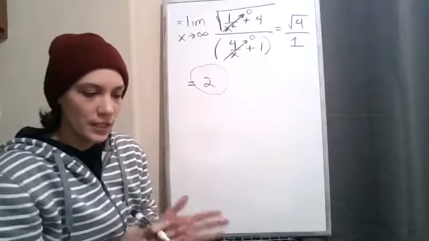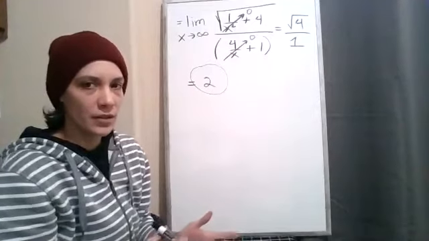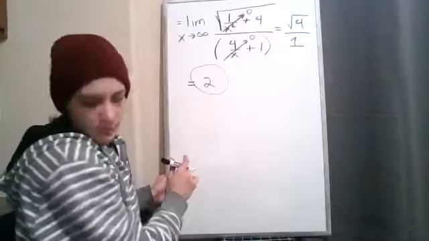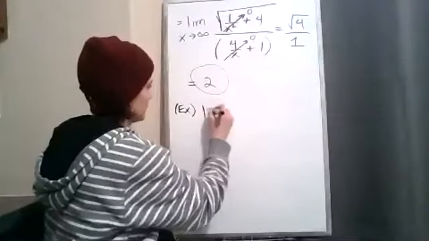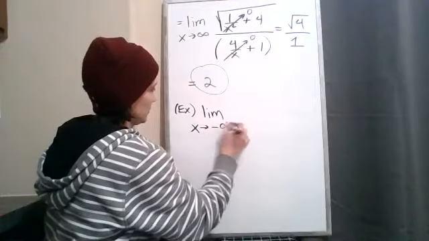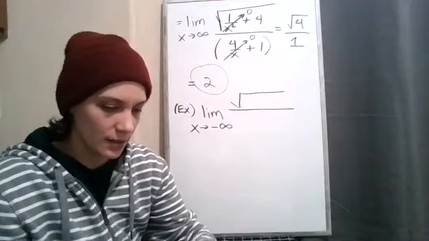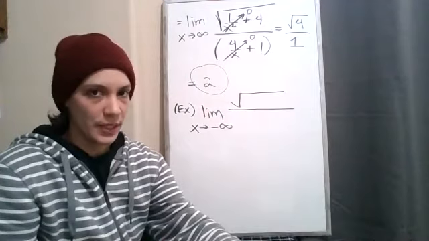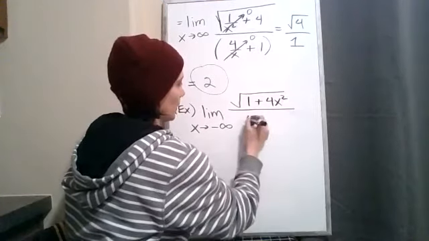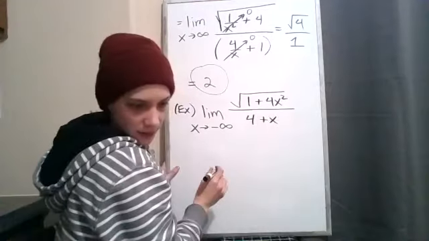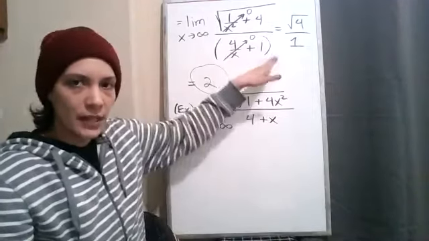Now we're just taking that same function and going to negative infinity. Similar steps, so we're going to jump through some parts of the problem, but not too fast. So it was the root of 1 plus 4x squared over 4 plus x. That went to 0 and we got a 1, so we're okay.